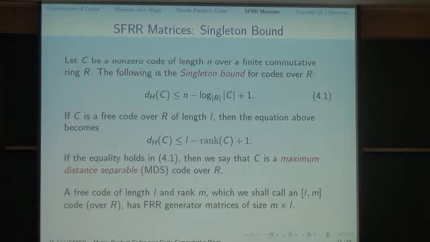Suppose C is a non-zero code of length n over a finite commutative ring R. Then the following is the Singleton bound for codes over R. That is, the minimum Hamming distance of C is less than or equal to n minus this plus this. And if C is free, then the inequality becomes the following. And if equality holds, then we say C is a maximum distance separable code over R, that is, an MDS code. For a free code of length L and rank M, we will call it an (L, M) code. That is, L is the length and M is the rank. And since it is free, this code has a full rank generator matrix.